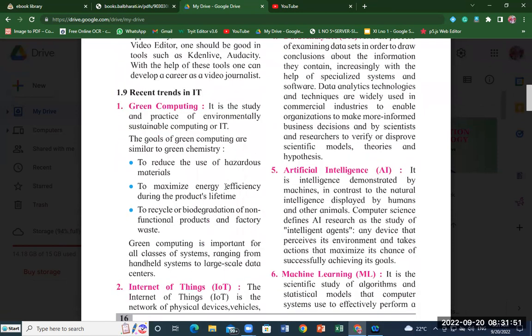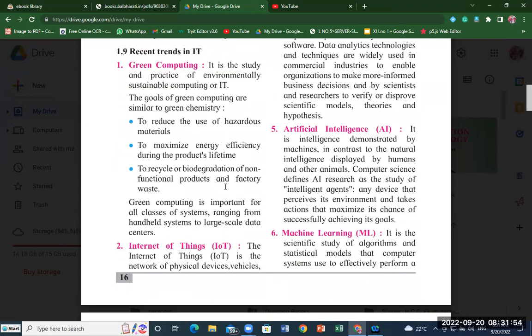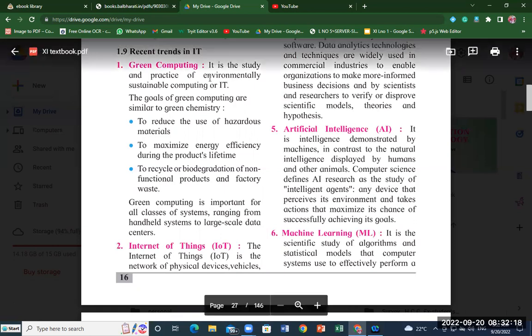What are the recent trends in IT? First trend in IT is green computing. Now you'll say, teacher, what is green computing? Green computing is we require greenery, we require things which are not against the environment but with the environment. Okay, it is the study and practice of environmentally sustainable computing of IT.